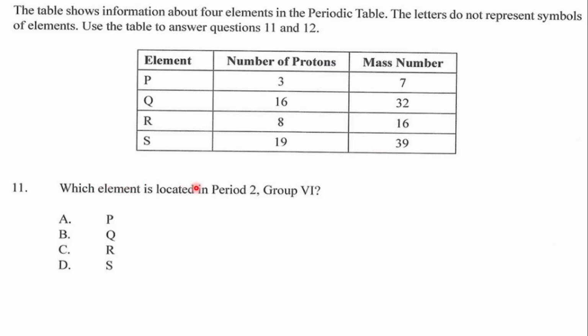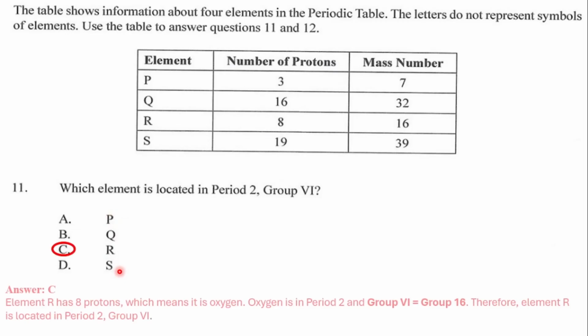Which element is located in period 2, group V1? V is 5 and I is 1, so 5 plus 1 is going to give us 6. So which element is located in period 2 and group 6? Is it P, Q, R, or S?